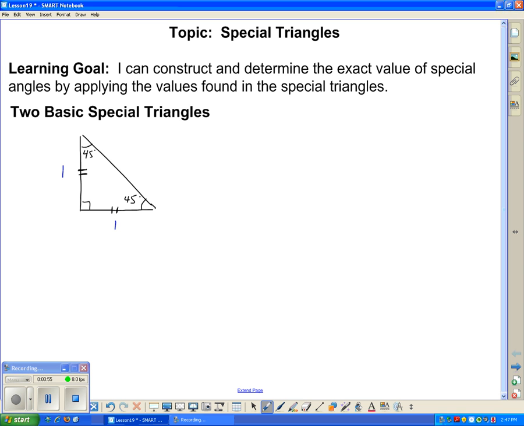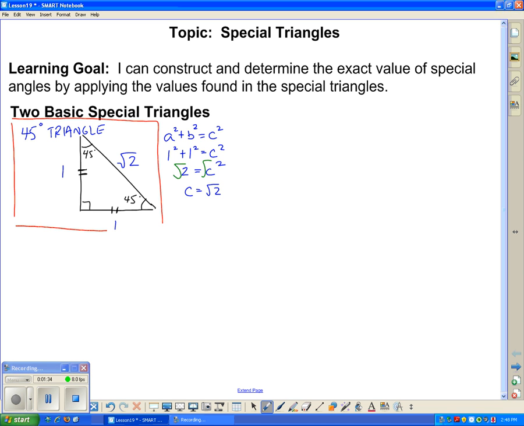And if you use Pythagorean theorem, so I'll just do it off to the side here quick. We know sides A and B, 1 squared plus 1 squared equals the hypotenuse squared. So 1 squared is 1. So we end up with 2 equals c squared. Take the square root of both sides. End up with root 2. So that means that our special triangle, the 45-degree triangle, looks like this. Side lengths are 1, 1, and root 2. This is something that you want on your cheat sheet.